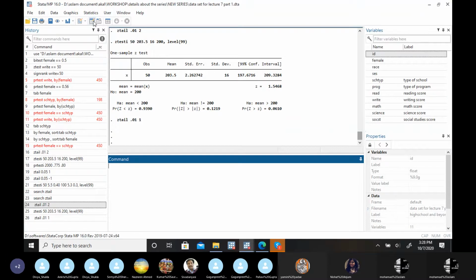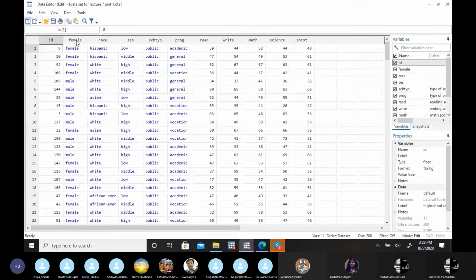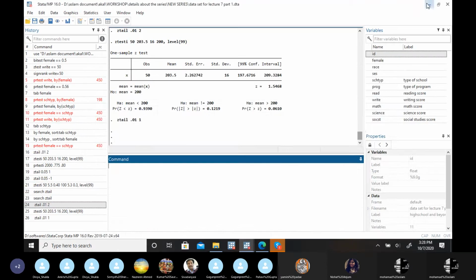You have these variables: female, that's actually gender, female and male. Then race, school type, program, reading score, writing score, mathematics score, science score, and social studies score. So please open this data set. Let me do this one-sample z-test with actual data sets, because in your PhDs and all research, you have your own data set. So how do you do this particular thing?